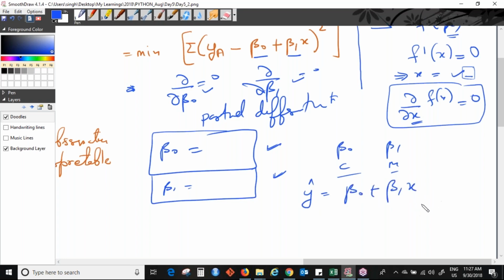Now in your next, when you receive your new data, you will receive only x. You just put the value of x and you get your y. So you have built a machine learning model which predicts the value of y when your independent variable is given. So whenever x is given, it will predict the value of y. So this is the machine learning model that you have built. Okay, after you found your value of beta naught and beta 1.